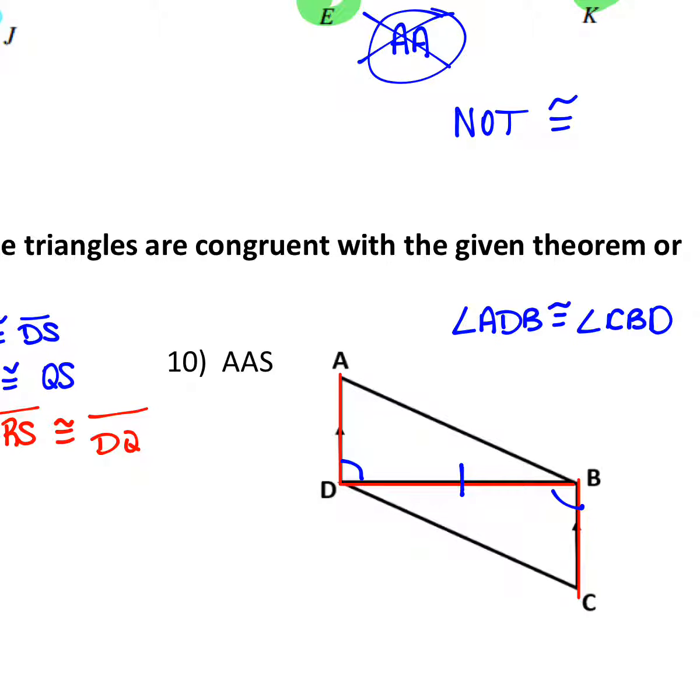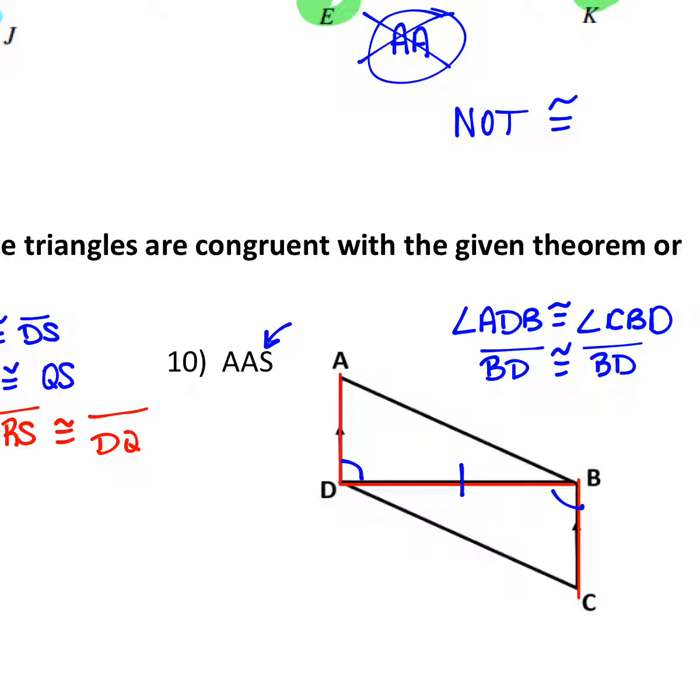All right, another one they snuck in on us, hopefully by now we're starting to recognize them a lot easier, is that shared side. So we know BD is congruent to BD based on the reflexive property. So now we've got an angle and a side that are congruent. So all we need left is to find another angle.